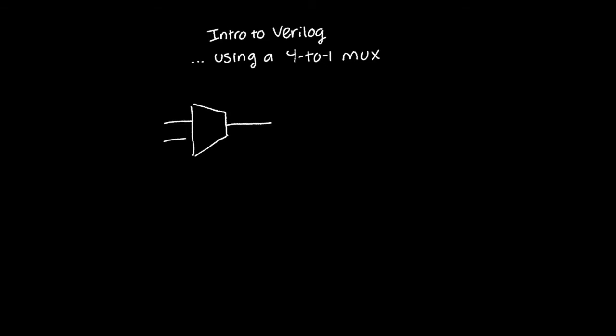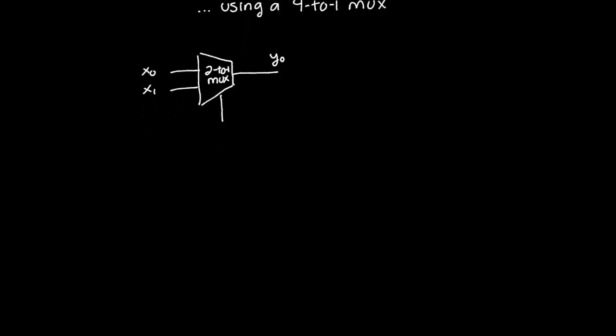So recall that a 2-to-1 MUX looks like this. I will have two inputs, x0 and x1, and an output that I'm going to name y0. And I have a selector S that I'm going to place here. Actually, I'm going to call this selector S0 for reasons that will become clear. This is a 2-to-1 MUX.